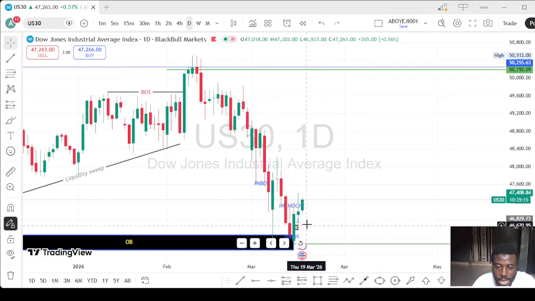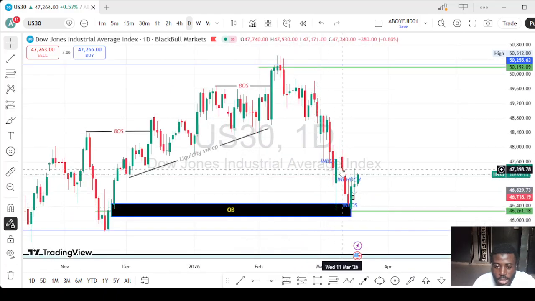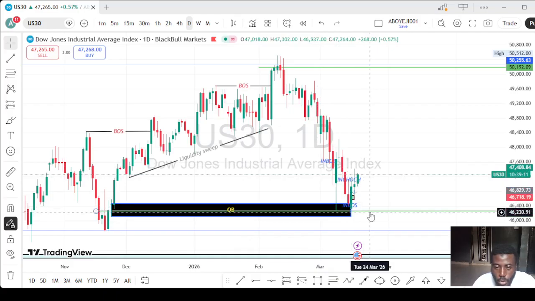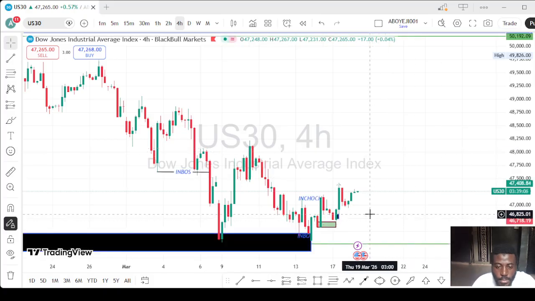It is in between the swing high and the swing low. This is the last opportunity the market gave us. Break of structure. The market mitigated it, but it's trying to push the market up. Let's now move to the 4 hour time frame.